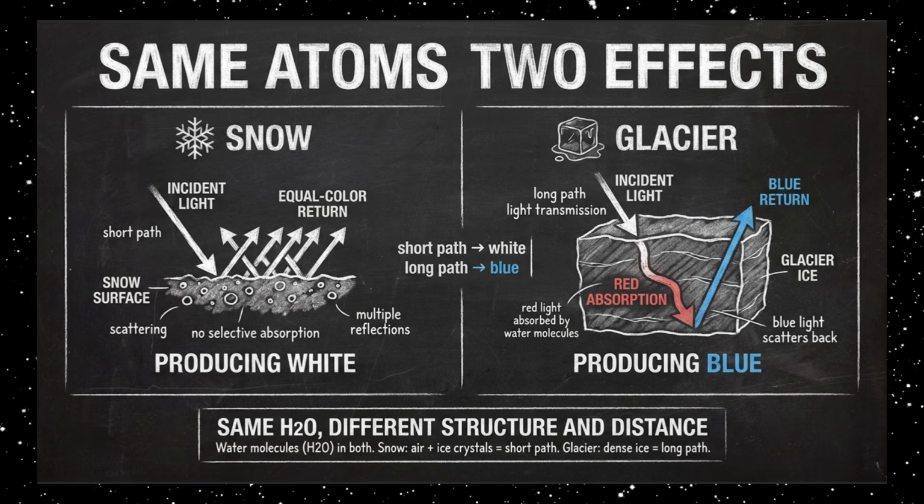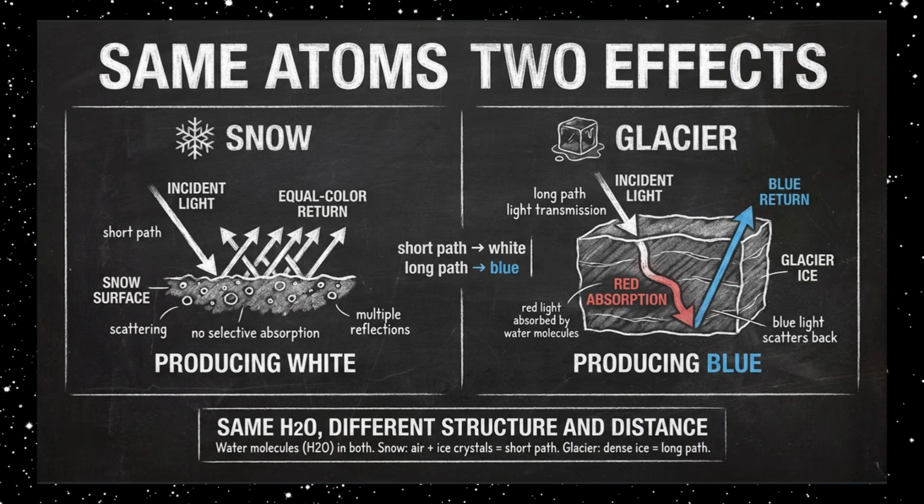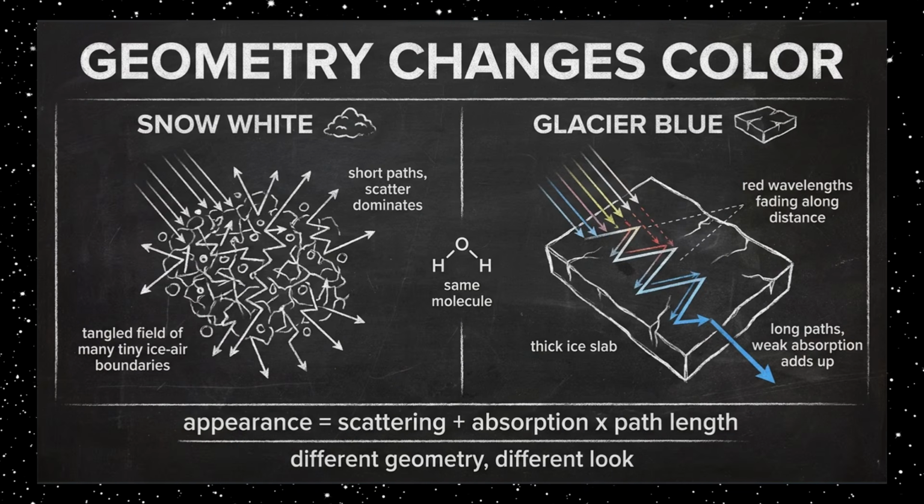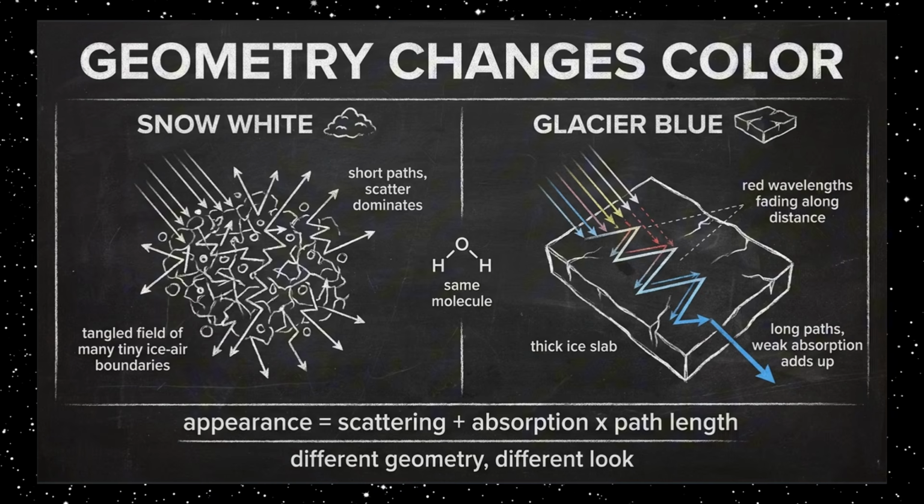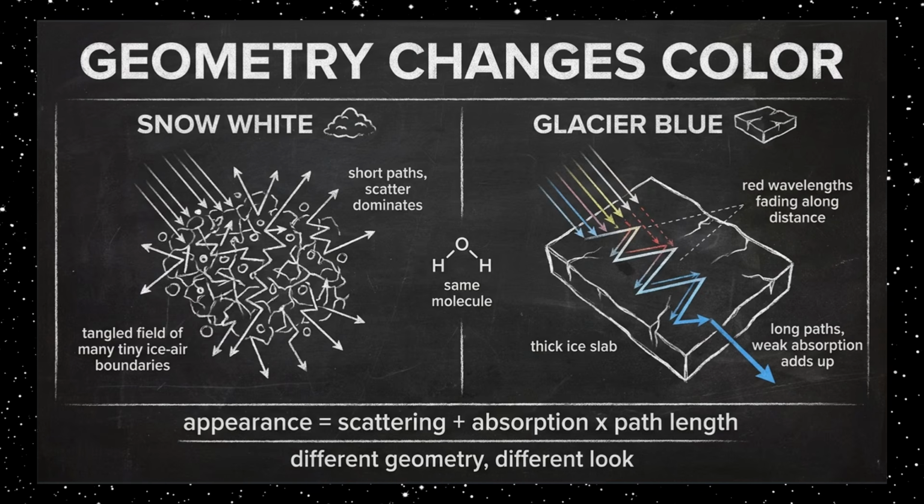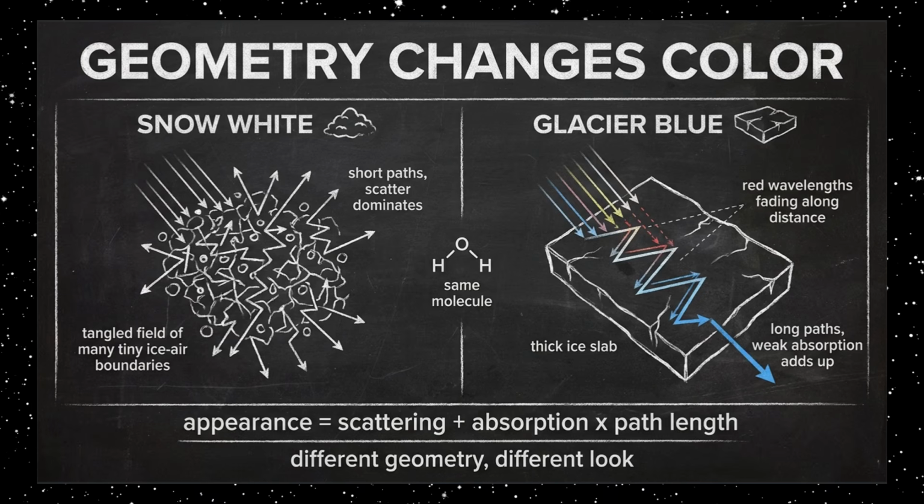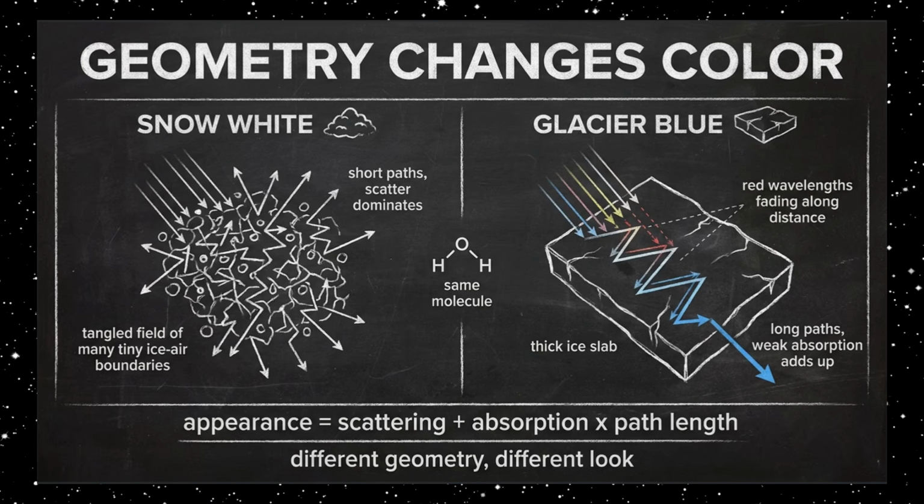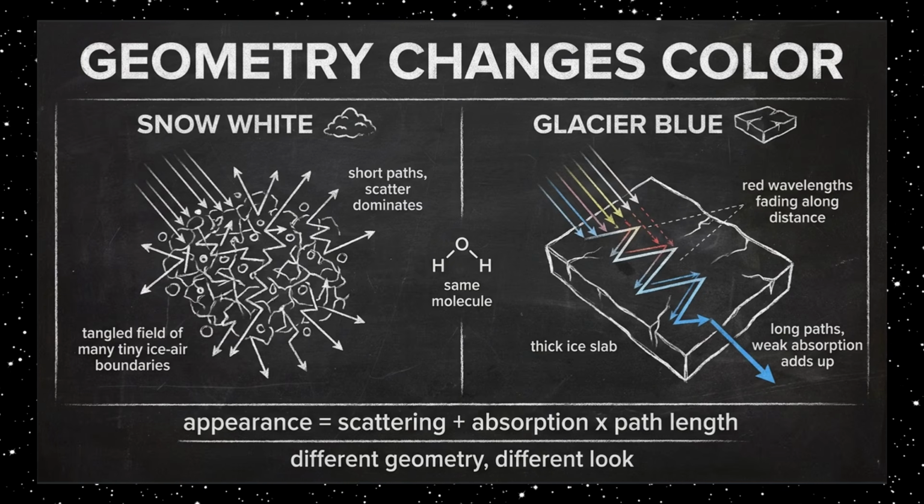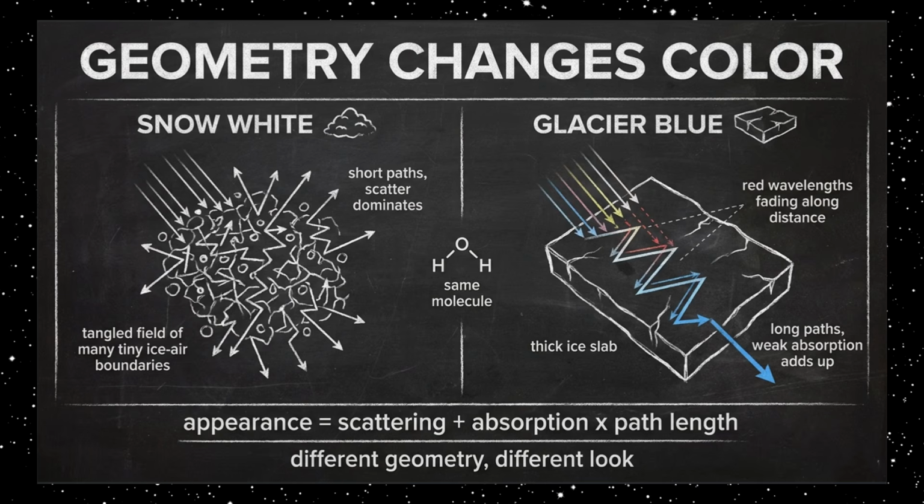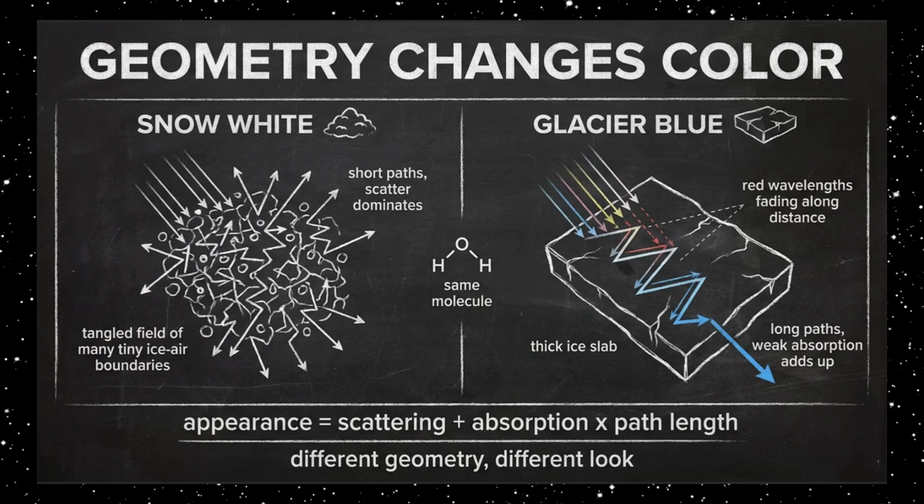So now we have two phenomena from the same atoms. White from snow, because of countless tiny boundaries with no time for absorption to matter. Blue from glaciers because of long path lengths that allow tiny absorption to add up. Same molecule, same chemistry, different appearances depending on geometry.